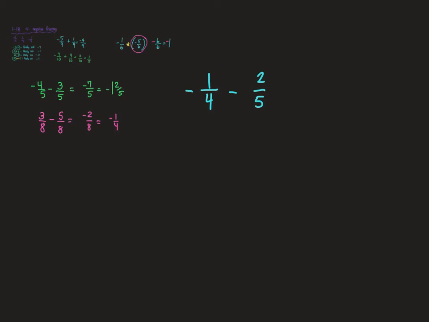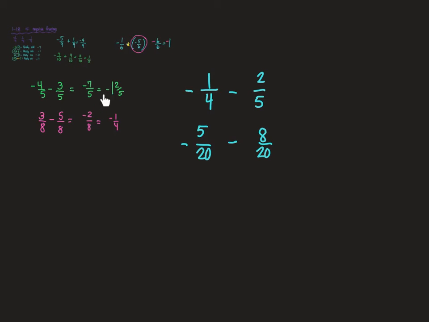All right, let's try some that don't have the same denominator. So I have a negative and a negative. I have a 4 and a 5. These two negatives mean I'm really going to add. So I'm really adding. And the 4 and the 5, I have to get common denominators. So let's do 20 as our denominator. 4 times 5, so 1 times 5. 5 times 4, so 2 times 4.